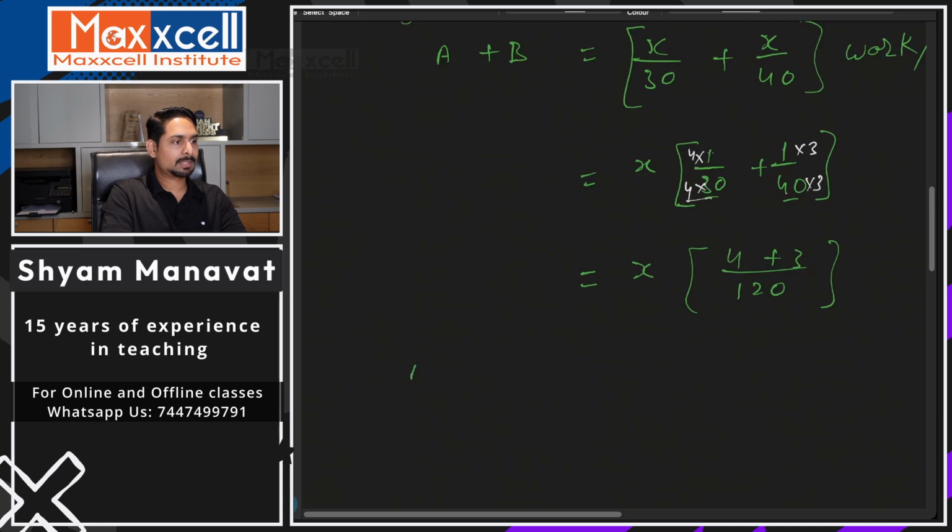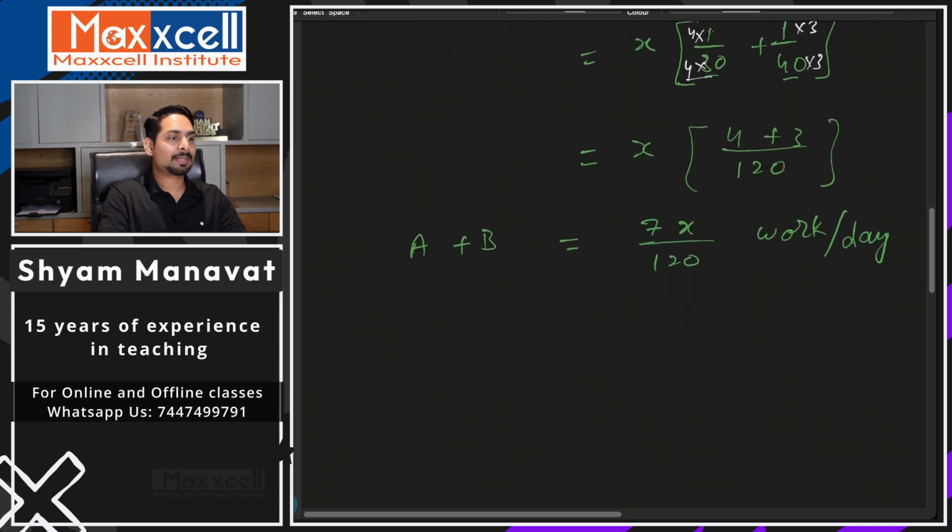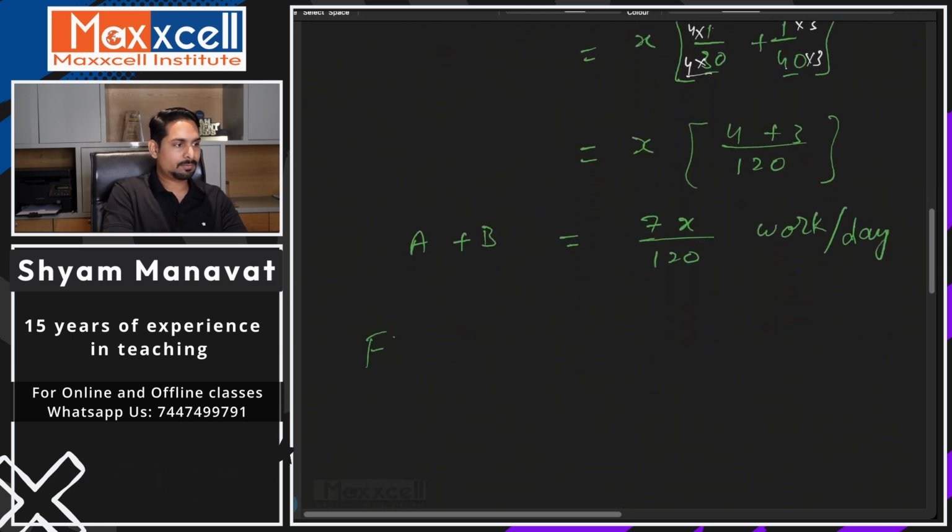So the question is, in that case, A plus B, the efficiency will be X into 7 by 120, or rather let me say 7X by 120 work per day, right? That's the efficiency. I hope this is clear. Now you need to find time if they are working together.